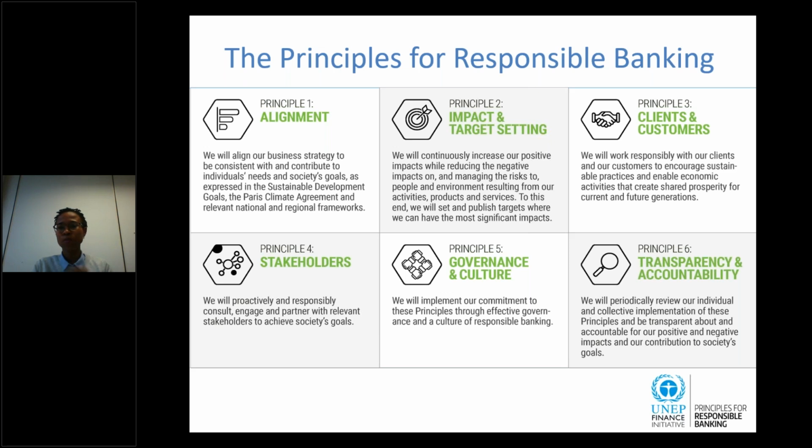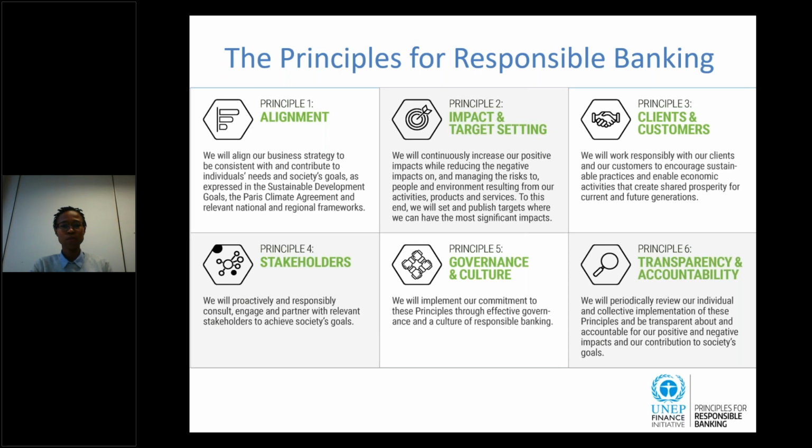As you know, there are six principles for responsible banking. The first one is the principle of alignment. By alignment, we mean that we will align our business strategy to be consistent with and to contribute to individuals' needs and society's goals as they are expressed in the Sustainable Development Goals, the Paris Climate Agreement, and other relevant national, regional or local frameworks that we believe we can align our business strategy, our products and services to.